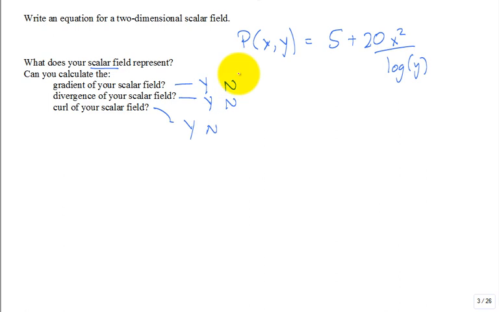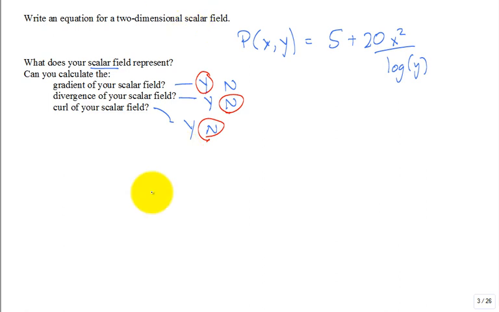So for the gradient, yes, you should be able to do it. Divergence needs a vector field. How about the curl? Needs a vector field. Okay? But then once you say, yes, I can do it, then they say, prove it.